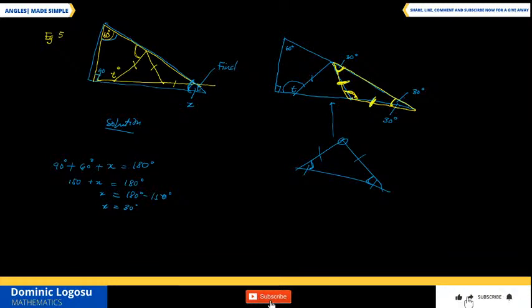So I'm going to label this angle y. Finding y will be y plus 30 plus 30 equals 180 degrees. If you don't understand it at this stage, all you have to do is watch the video over and over again. It's very important to watch the video over and over again.